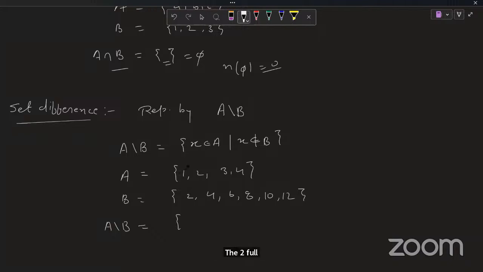Just listen to me carefully. I will pick 1 and see if this 1 is inside B. 1 is not inside this set, so I will take 1. Now let's move towards 2. Take 2 and see whether 2 is inside set B or not. We find 2 here, so 2 will not be taken in A difference B. Now let's move towards 3.